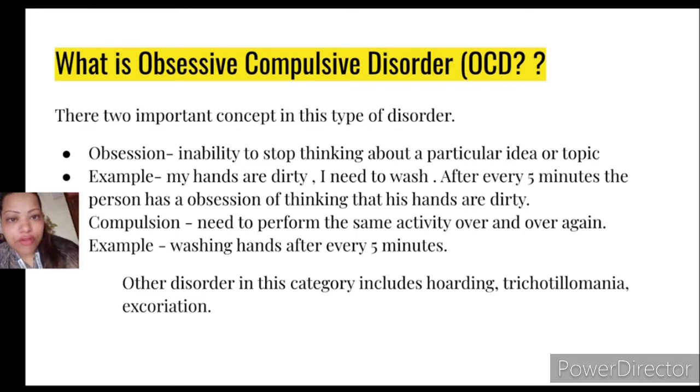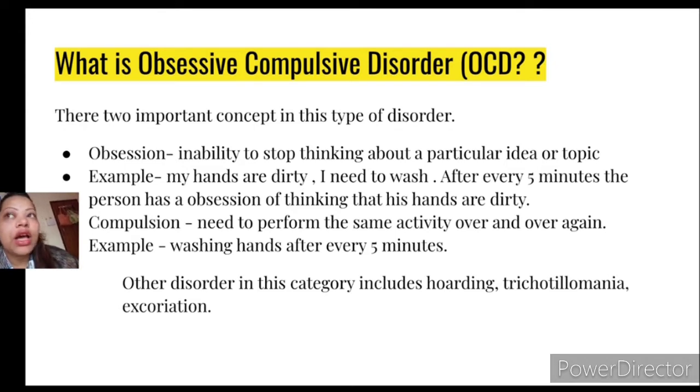Now next we have compulsion. Compulsion is when we actually put the thought into action, right? Compulsion is actually doing the thing of which you were thinking about. So the need to perform the same activity over and over again. Example, washing hands after every 5 minutes. For example, you think that my hands are dirty, I need to wash them. My hands are dirty, I need to wash them.